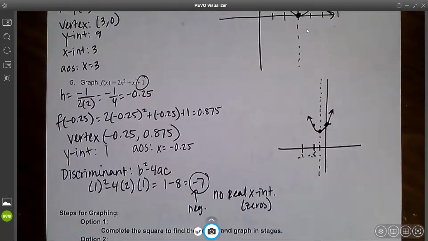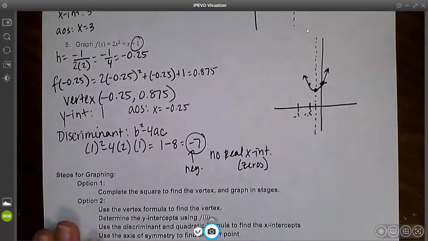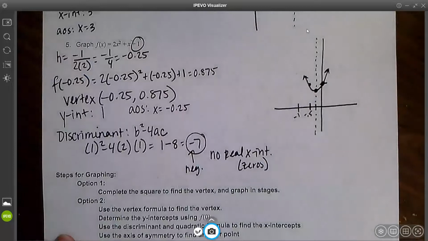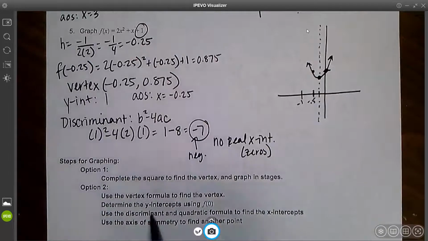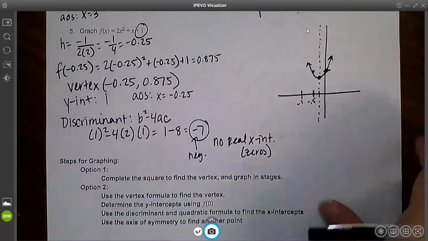So the steps for graphing: option 1, complete the square to find the vertex and graph in stages, or use the vertex formula to find the vertex, determine the y-intercept. Just use the discriminant in the quadratic formula to find your x-intercepts, and use the axis of symmetry to find another point. I like completing the square the best. If I had to choose, that would be my favorite. And that is what we're going to do on the next one.